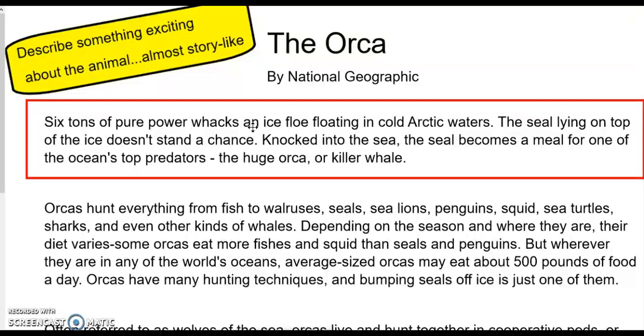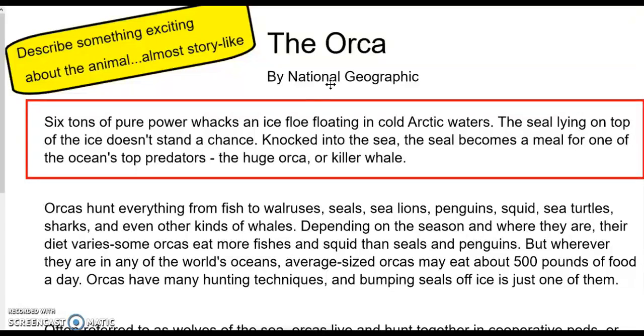In this example, our introduction paragraph is describing something exciting about the animal. In some ways, you could almost say it's telling a little story about the animal. So let's read and see how this one captures the reader's attention.